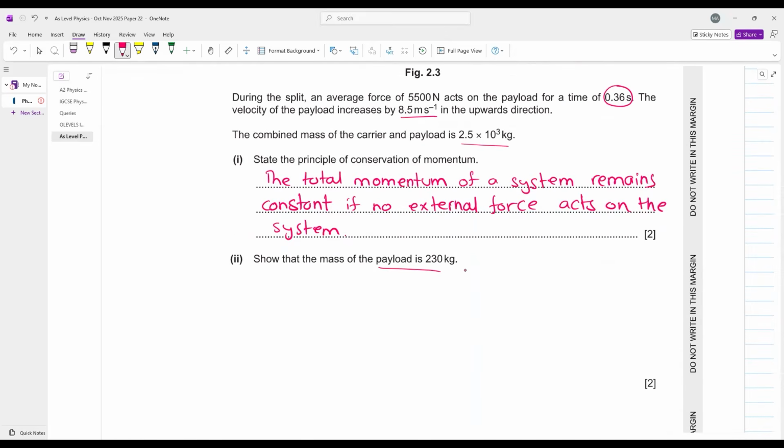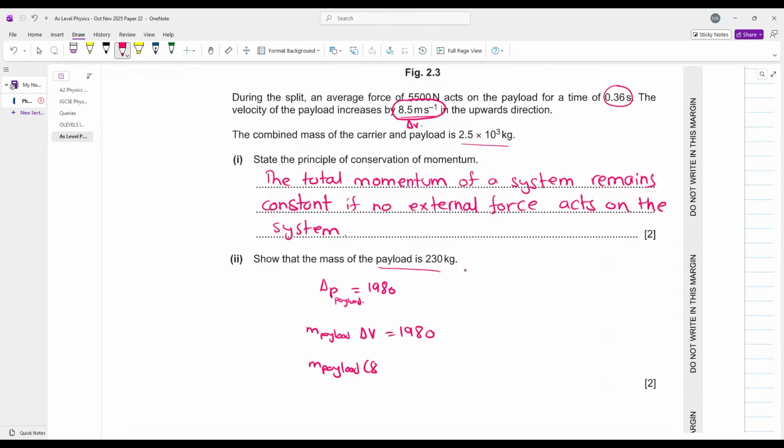आपने क्या निकालना था? Mass of the payload. How will you do that? Change in momentum is equal to 1980. Can you realize the payload has a change in velocity of 8.5? बेटा, payload की change in velocity क्या है? 8.5. So can you write it like this? Mass of the payload into change in velocity of the payload is equal to 1980.